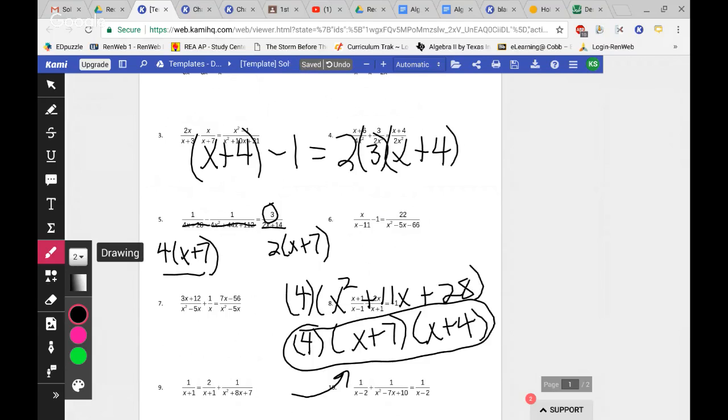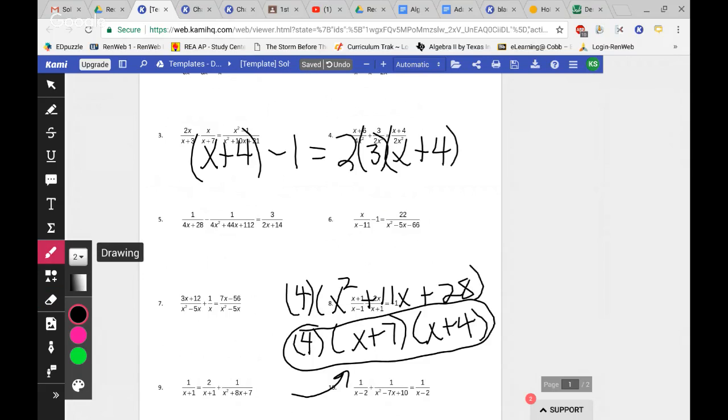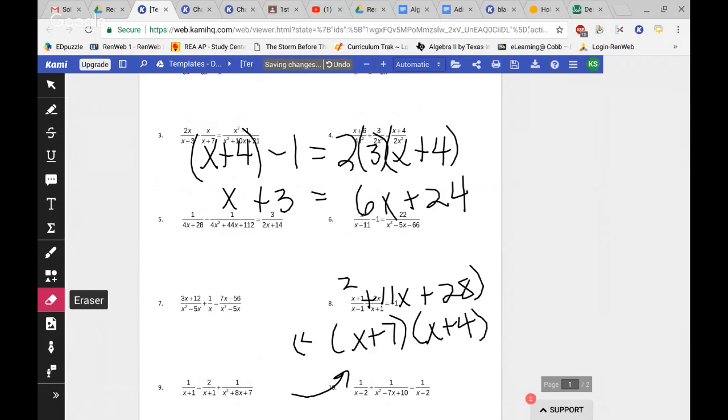Then I'm going to erase some of this so I can keep working down. Sorry about that. That's a big problem. And then I'm going to start combining on this side. So I've got x plus 4 minus 1, which is going to give me x plus 3. And then I've got this 6, and I'm going to distribute that inside this x plus 4, so that's going to give me 6x plus 24. Then I'm going to start combining things on both sides of the equation.